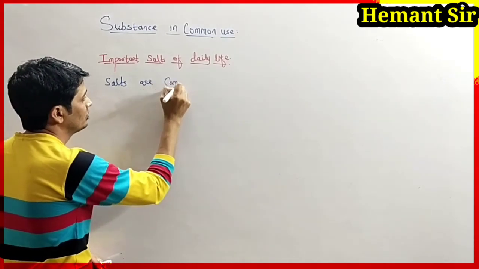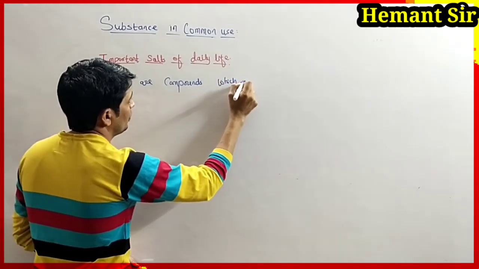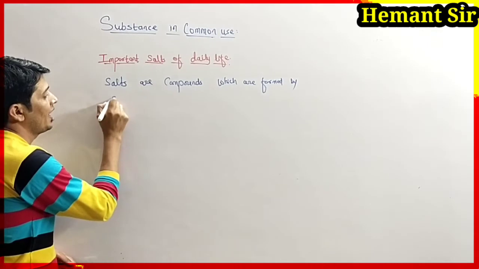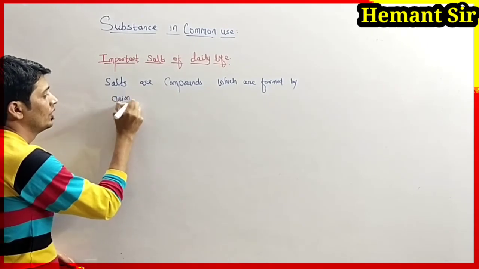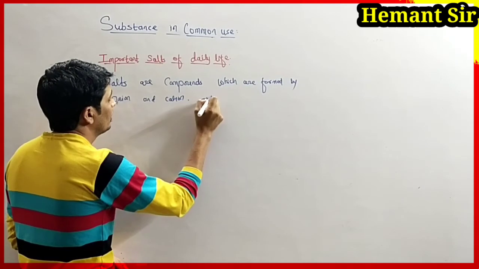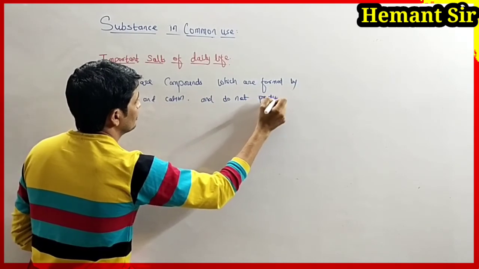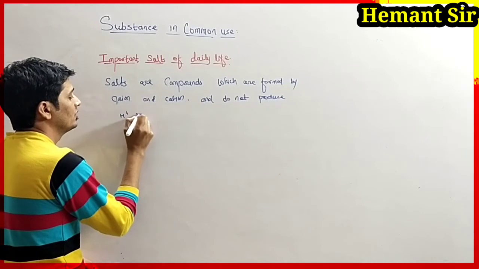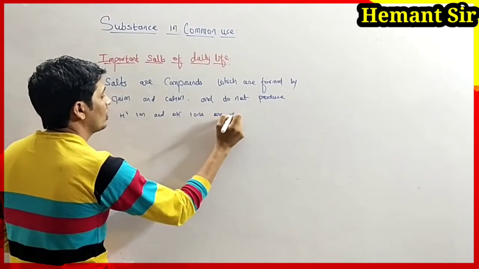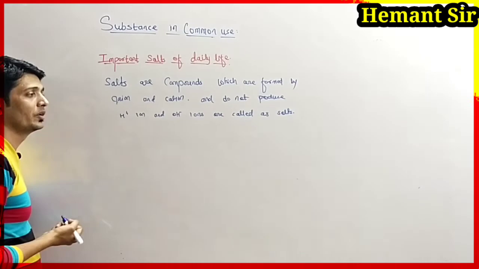are the compounds which are formed by an anion and a cation, and do not produce H positive ion and OH negative ion, are called salts.